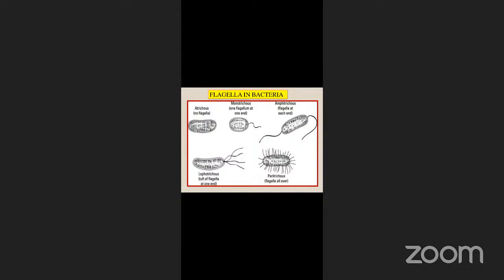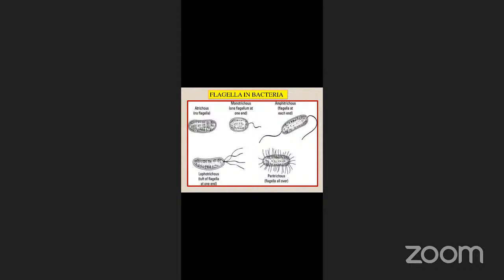Lophotrichous: a group of flagella is present at one end of the cell. Example is Spirillum volutans. And the next one is Amphitrichous: one or more flagella occur at both ends of the cell.